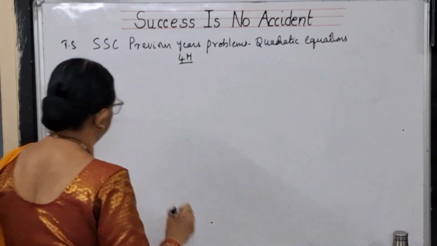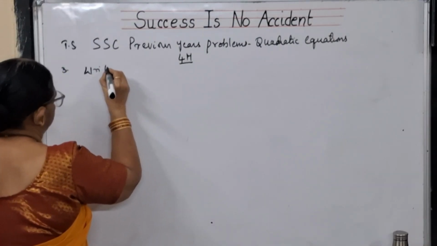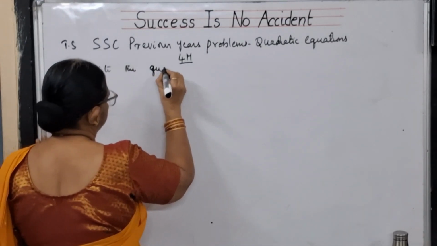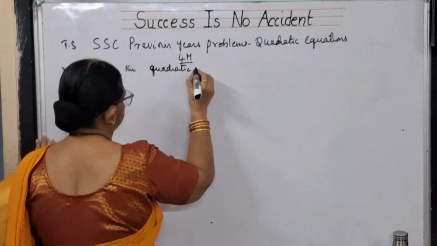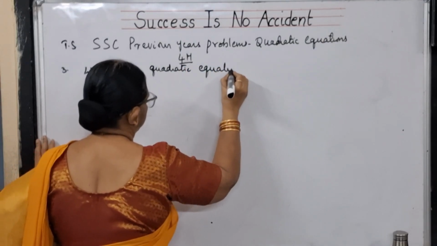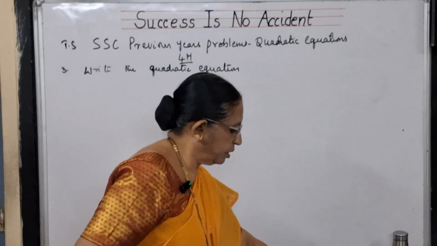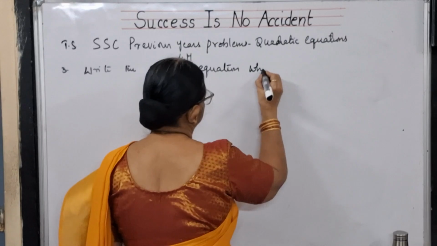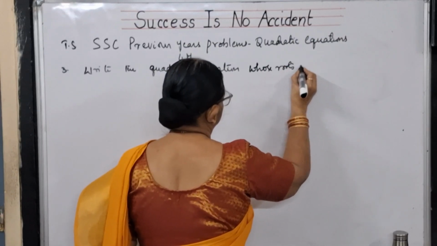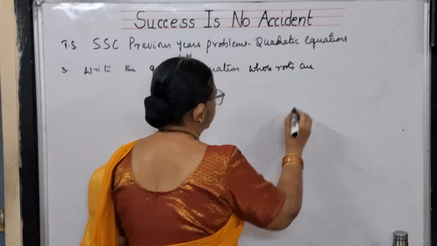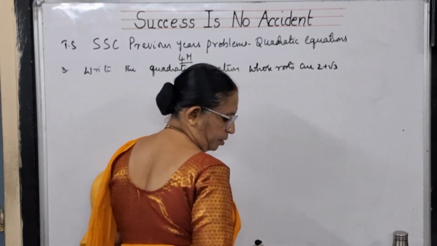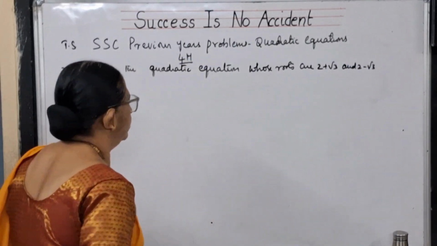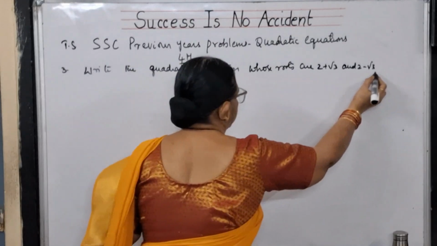Third problem is, write the quadratic equation whose roots are 2 plus root 3 and 2 minus root 3. So, you have to write a quadratic equation with this.